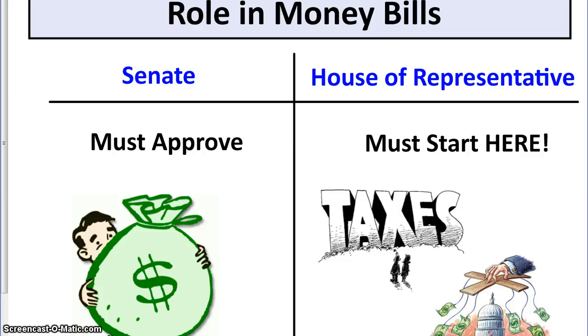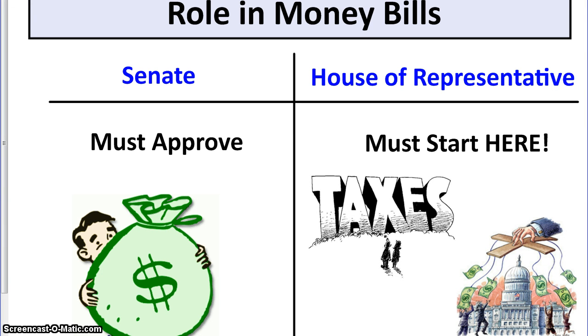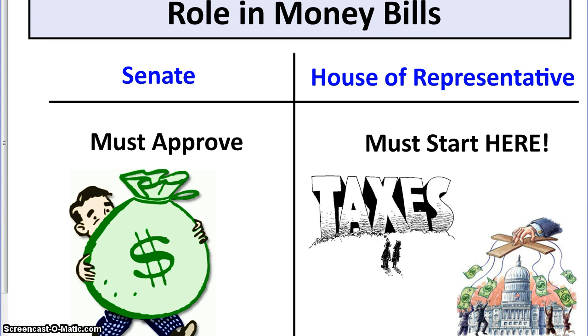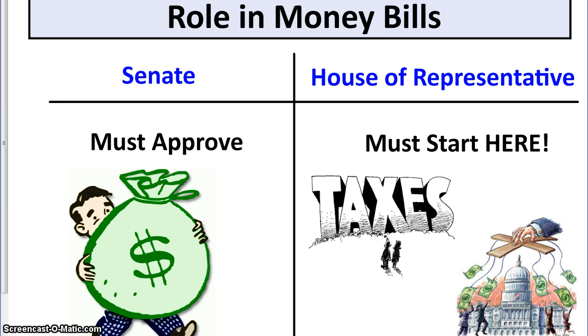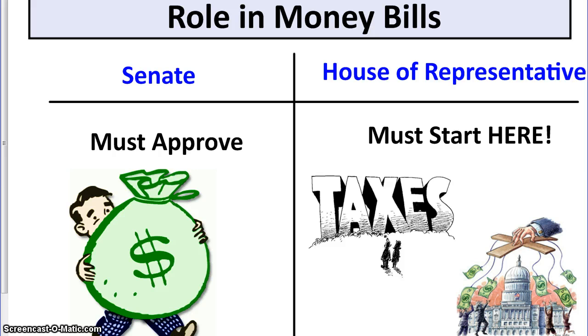Now, another big feature of Congress is controlling the purse, or controlling the money of our government. And the way they do that is through taxes and money bills. Both chambers of Congress have a role in money bills, but they all start in the House of Representatives. They have to start in the House of Representatives.